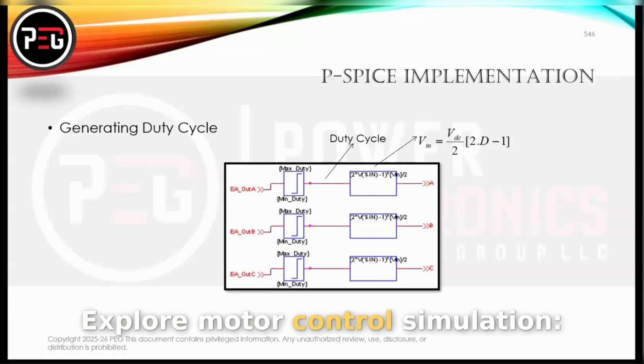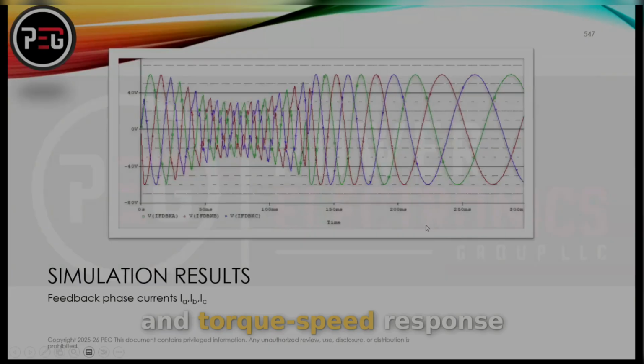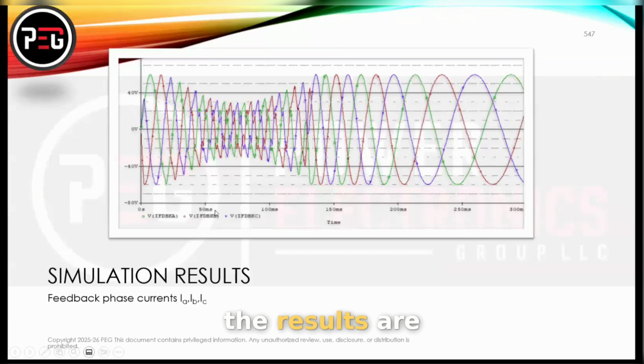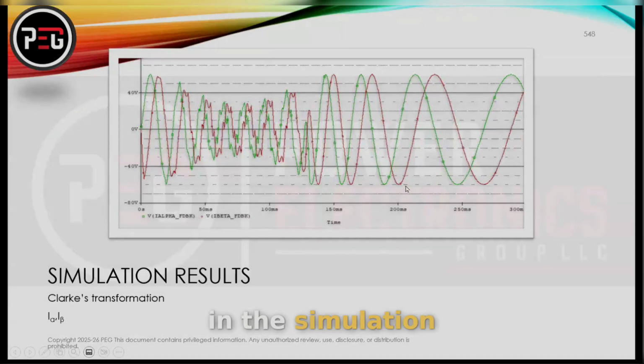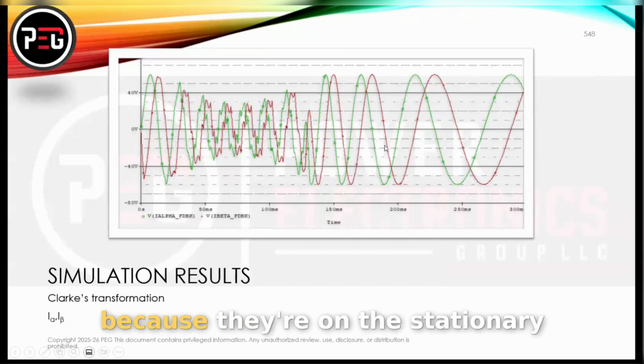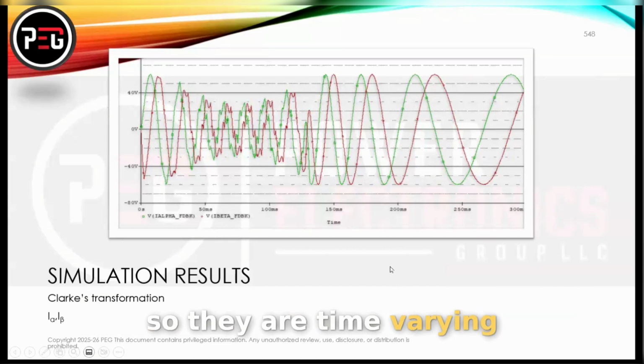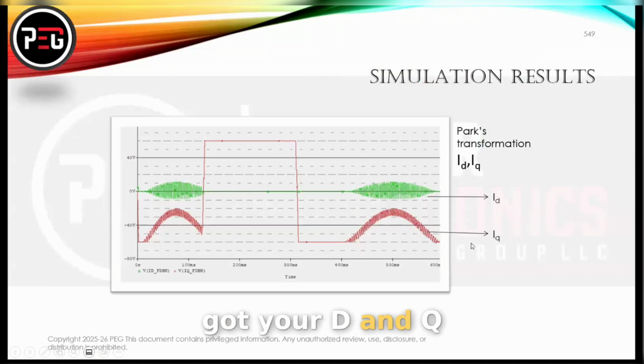Explore motor control simulation, phase currents, space vector modulation, and torque speed response. See how the results come out, how IA, IB come out in the simulation. This is your alpha beta, which is also sinusoidal because they are on the stationary reference frame, so they are time varying. And then you have got your D and Q.